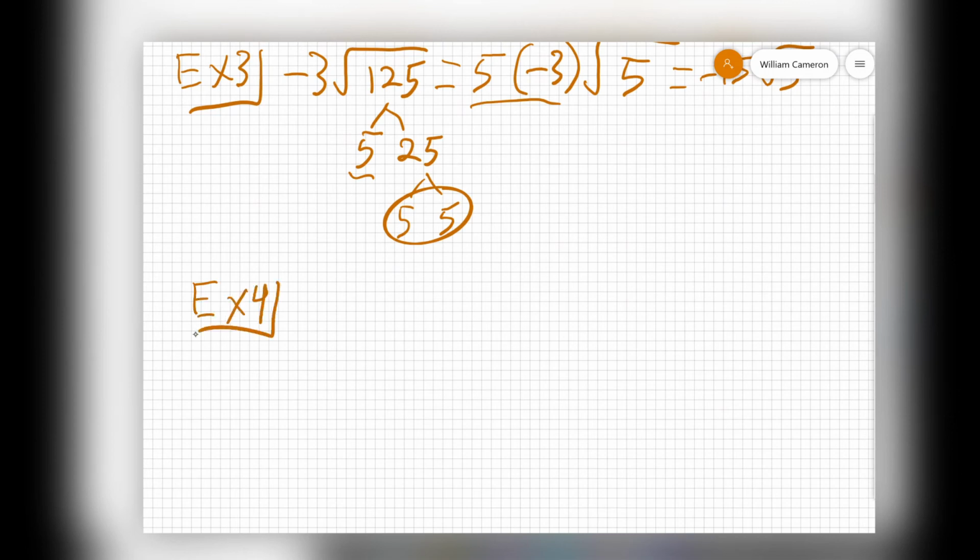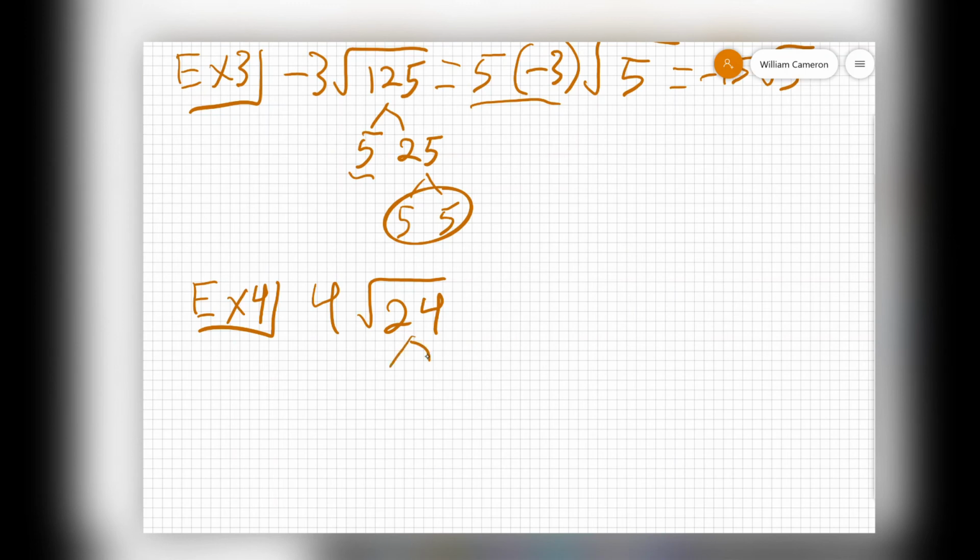Here, for example 4, we have 4 times the square root of 24. Now, for all the previous examples, we've seen one prime number get left underneath our square root. Well, what happens if we have more than one? That's what we're going to find out here.